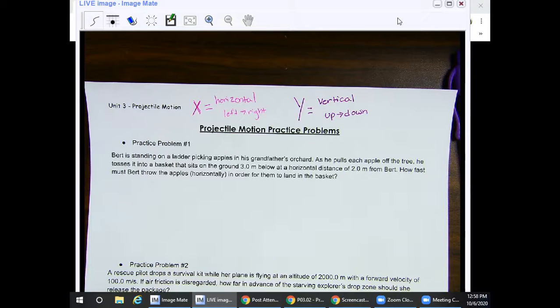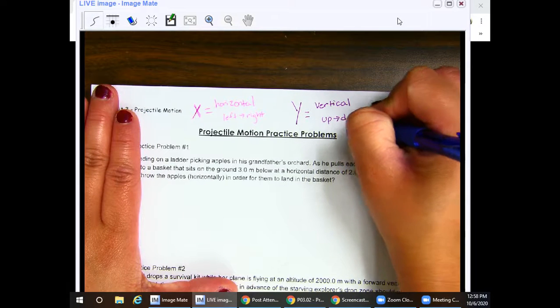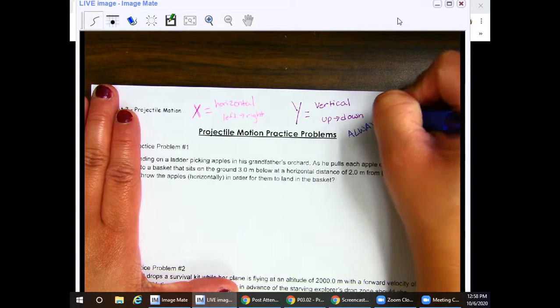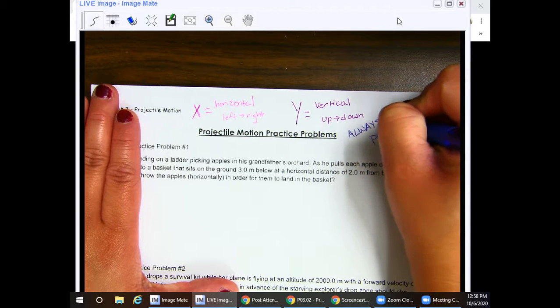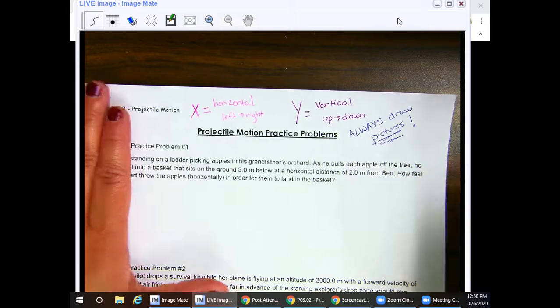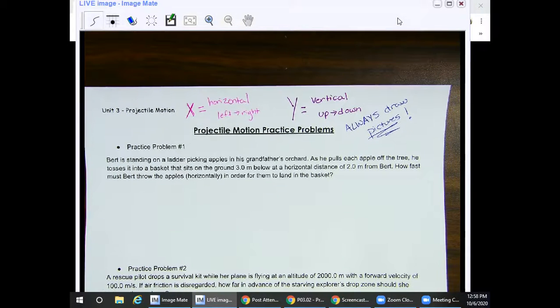And the trick to solving these problems is to always draw pictures. When you visually see what's going on, it's going to help you better solve the problems. So make sure you're drawing pictures as you're working along, so that way you can see what you're solving for.